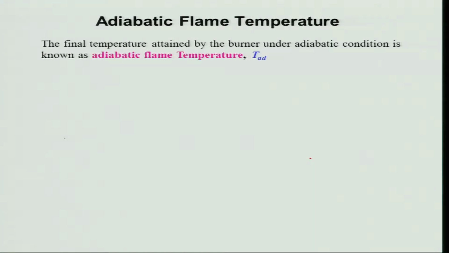Now, the question is, apart from estimating the heat of reaction or the heat of combustion, can we use those data for something else? Can anybody tell me how we can use those data, which is essential when we talk about combustion? We need to find out the maximum temperature one can think of. That is what we call the adiabatic flame temperature. That is, the final temperature attained by the burner under adiabatic condition is known as the adiabatic flame temperature, right.